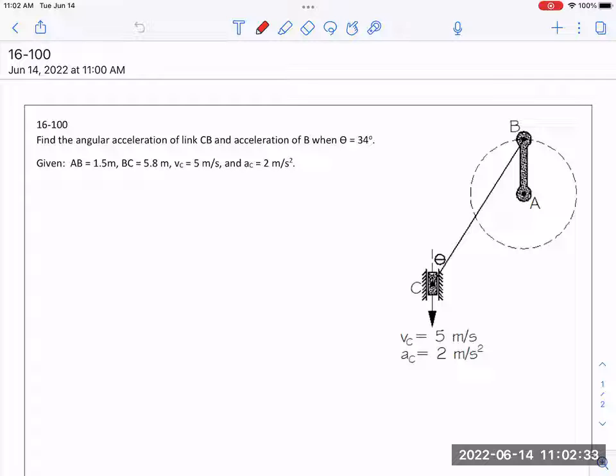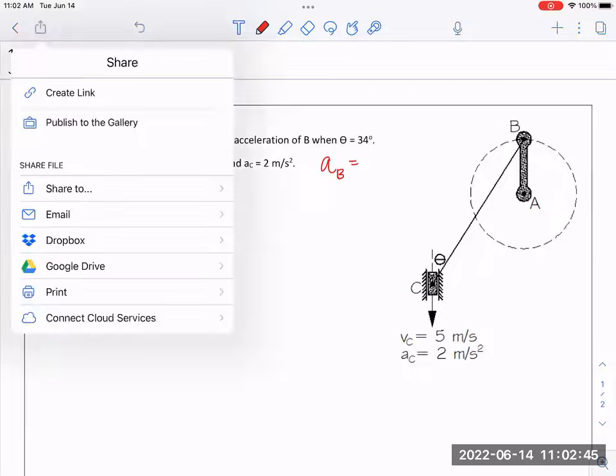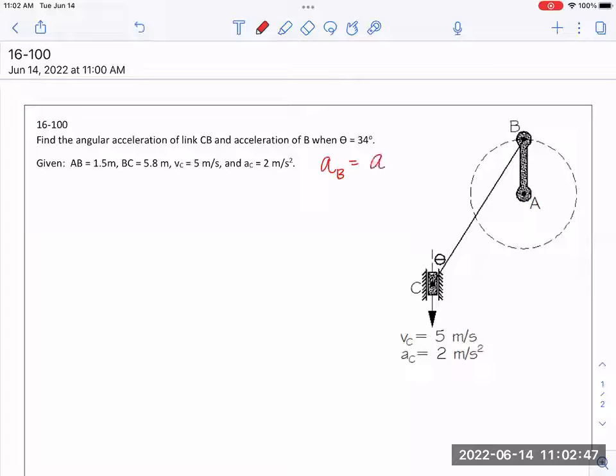The backbone of this is no different than it was before. In other words, we had this velocity equation. Well, now we have this acceleration equation. If you want to know about the acceleration up there at B, since B is the follower, guess what? It's the same as the acceleration at C, but then plus the acceleration of B as it rotates around C. In other words, that's the same as the velocity equation.